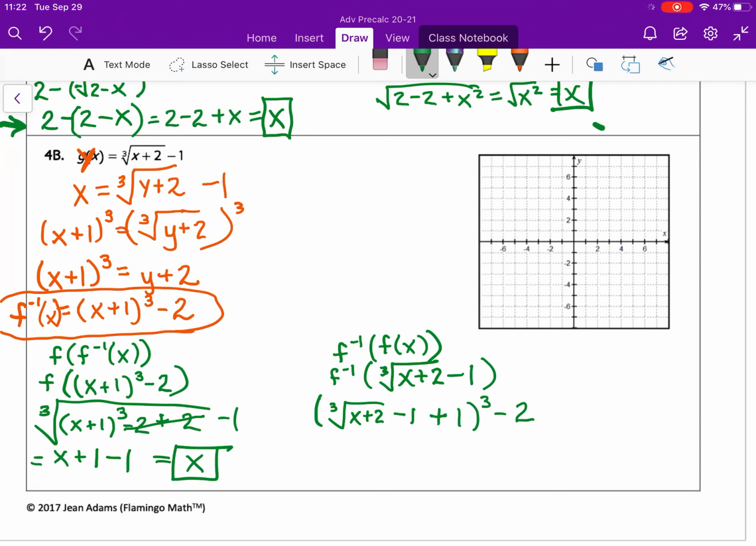And then which one did I write wrong? This one should have been a plus here. So these cancel out, and it should be a plus from the original equation there. All right, and then I'm left with the cube root of x plus 2 cubed, and then minus 2. Well, the cube root and cube are going to cancel out to leave me with x plus 2 minus 2. And yippee, that does equal x as planned.